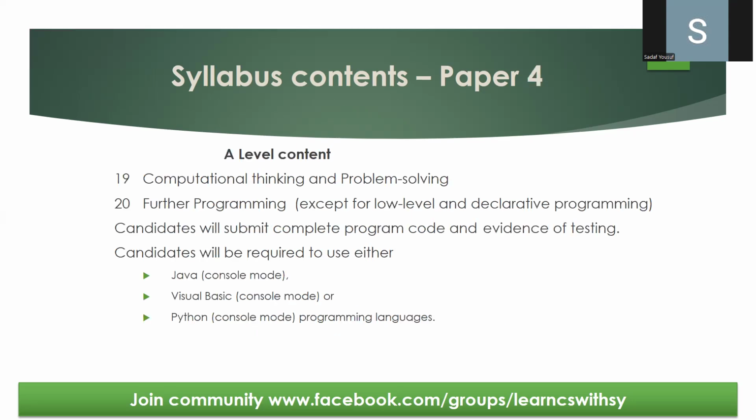For paper 4, the students have to again thoroughly prepare chapters 19 and 20, which are computational thinking and problem solving, and chapter 20, further programming, except for low-level and declarative programming. Candidates are supposed to submit the complete program code and evidence of testing. The students are supposed to use either Java, Visual Basic, or Python console mode programming languages.